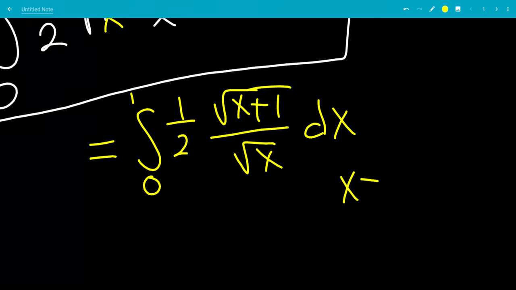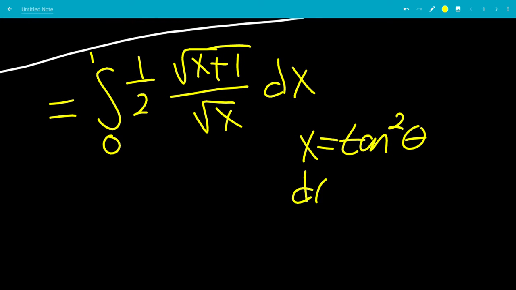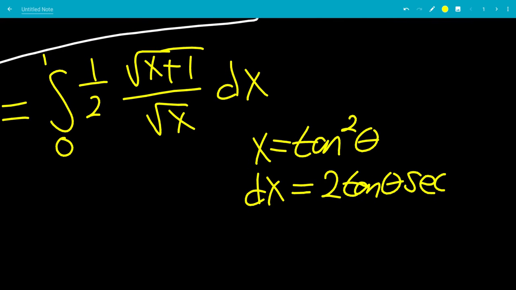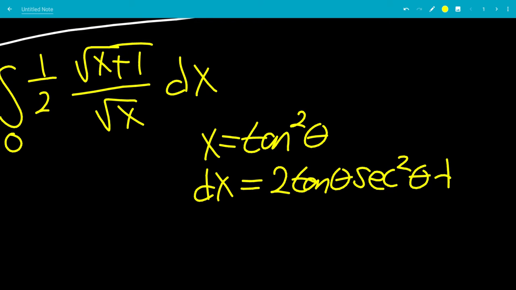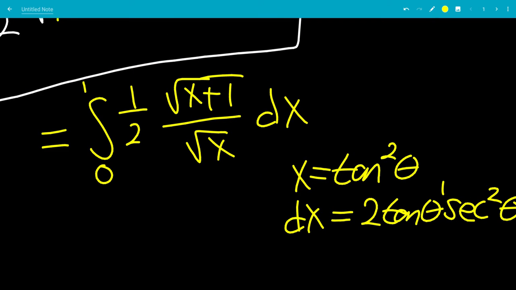Let's let x be tangent squared theta. So dx will be 2 tangent theta times secant squared theta, because that's the derivative of the inside. So this would be 2 tangent theta to the first power times the derivative of tangent theta, which is secant squared theta. Okay. Now why do we pick x equals tangent squared theta? Because we know 1 plus tangent squared theta is secant squared theta. Under the square root, it turns to secant theta with this, and things will simplify.